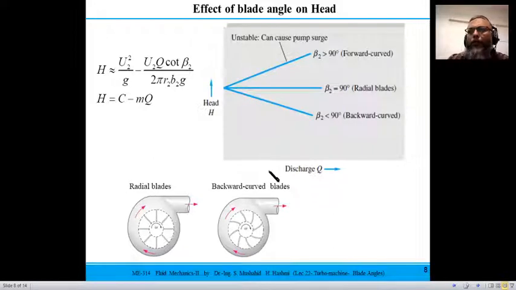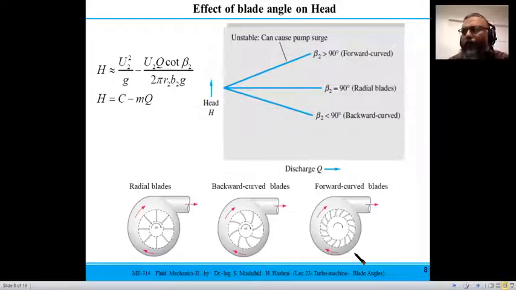If your blades are backward curve blades, it means the beta 2 angle is less than 90 degrees. So you have an acute angle, then you have a negative slope. It means as the flow rate increases, your head is going to decrease. In case of the forward blades, your beta would be greater than 90. So this would be a positive slope, and as you increase the flow rate, your head is increasing. This is something that creates instability or a surge, which we will see in the next slide.